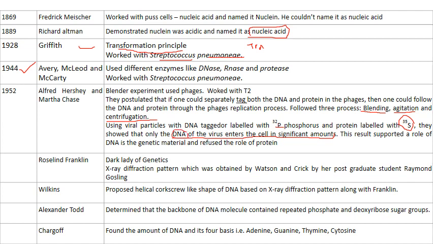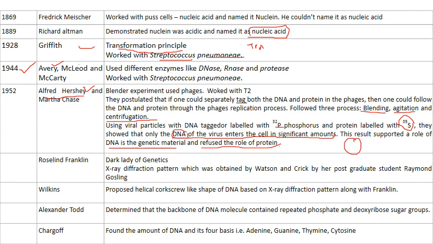The transformation principle was perfectly reported by Hershey, but the preliminary work on DNA as the genetic material was done by Avery, MacLeod and McCarty. This result supported the role of DNA as the genetic material and refuted the role of protein, because S35 failed to pass to the next progeny or next generation. It just remained in the ghost cells.